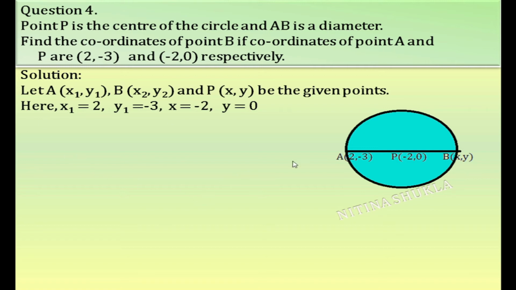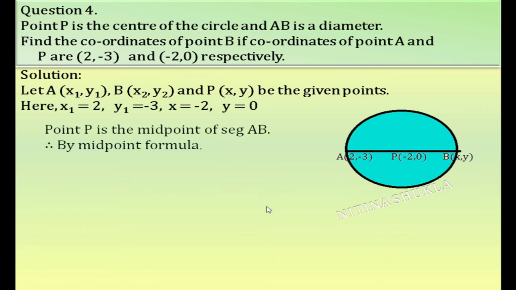Then once you are getting x1, y1, you get x2, y2, try to solve. Once you get that, you will just go on writing things like P is the midpoint of segment AB by the midpoint formula. What does the midpoint formula say? x1 plus x2 upon 2. So 2 plus this number upon 2 will be equal to -2.